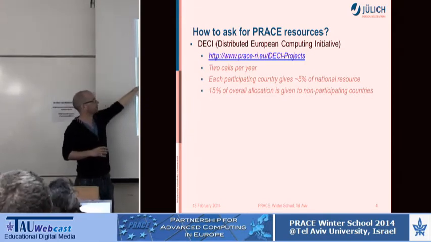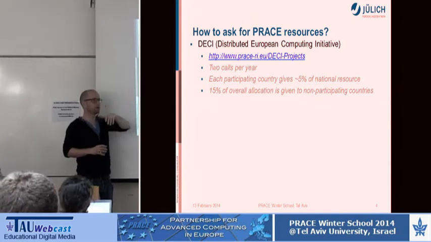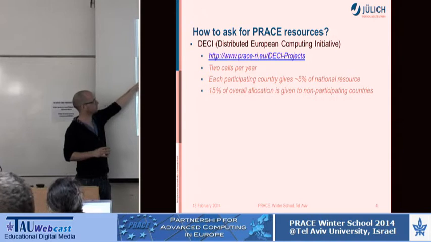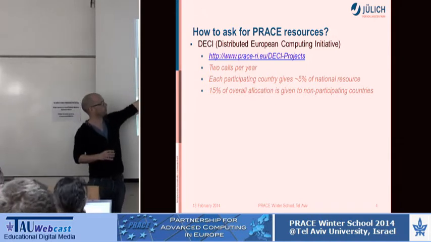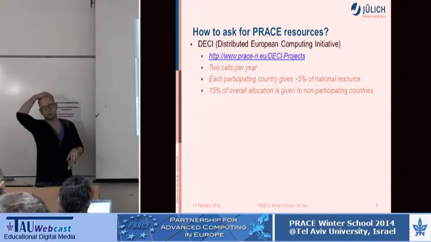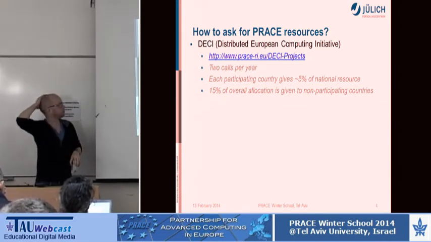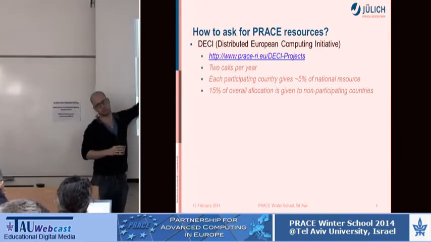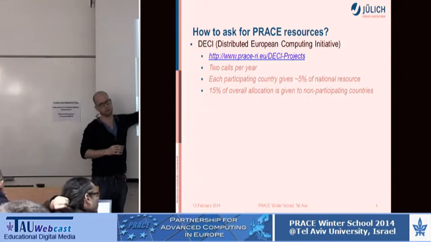But for non-contributing countries, so even if your country is not in PRACE, but you are in PRACE, I don't know how exactly it works in your case. But 15% of the overall allocation is given to non-participating countries. So let's say Croatia is not in PRACE, right? As a Croatian scientist within Europe, you could still apply for resources, but you'd be limited to this 15%. And so basically there's a lot of people from countries who are not in PRACE applying for this time. So it's very, very tough. Yeah?